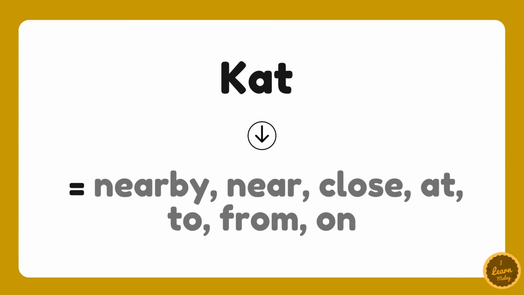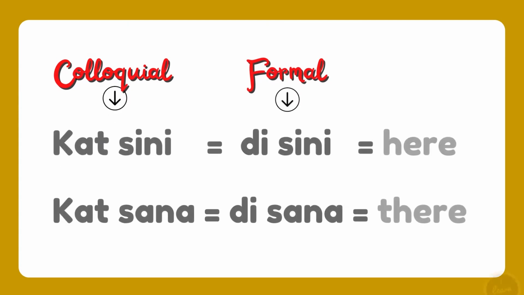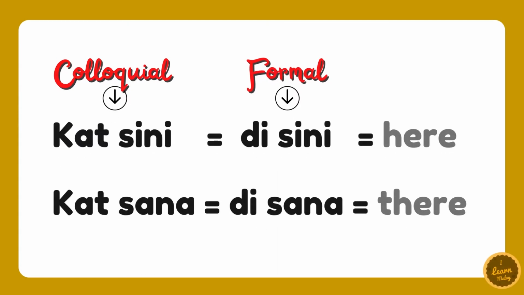Let's see how cut is generally used in Malay. Cut is commonly used for location or direction. For example, kat sini. And formally we say it as di sini. And both mean here. Kat sana. And formally we say it as di sana.